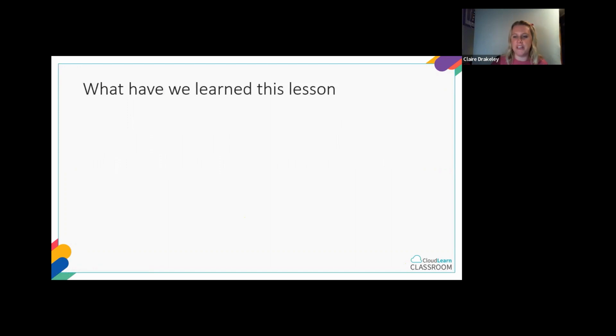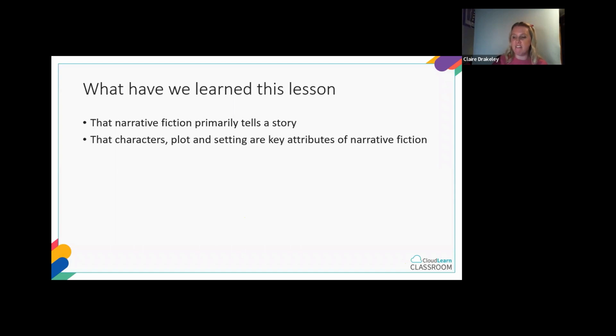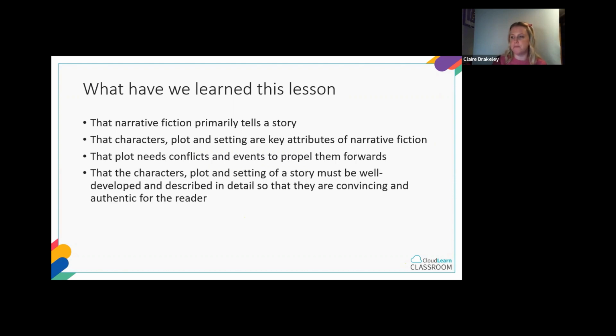So what have we learned in this lesson? We've learned that narrative fiction primarily tells a story, that characters, plot and setting are key attributes of narrative fiction, that plot needs conflicts and events to propel it forwards, and that the characters, plot and setting of a story must be well developed and described in detail so that they are convincing and authentic for the reader.